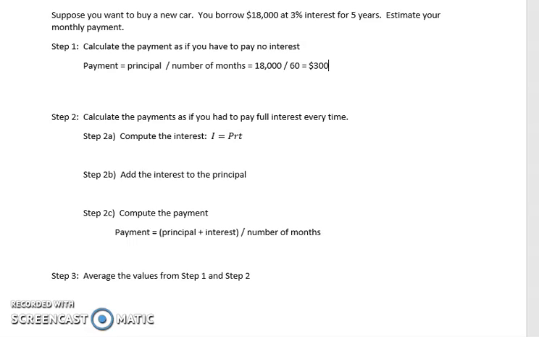Step 2, we calculate the payments as if we had to pay full interest every single time. So the full interest we have to pay is the principal times the rate times the time. So that would be 18,000 times 3% times 5 years. And so we would have to pay $2,700 in interest.